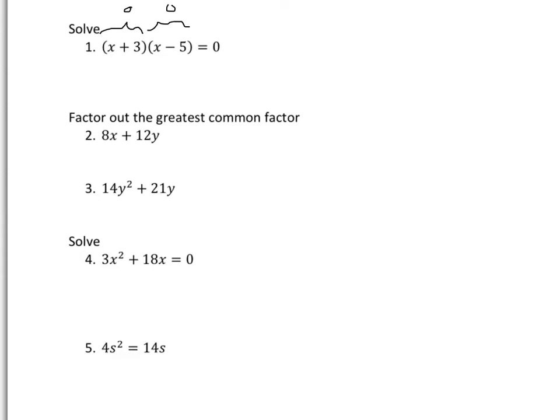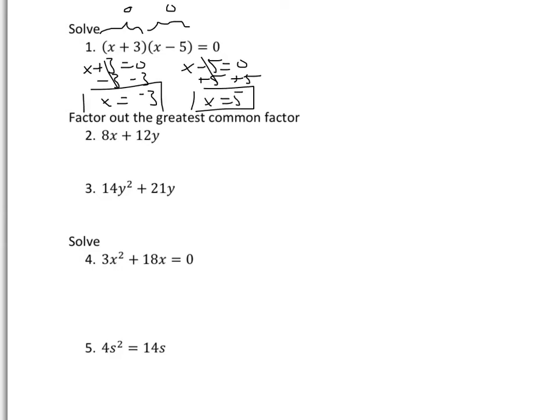in order for this to be true. So we split it up into two equations, x plus 3 equals 0, and x minus 5 equals 0. To the one on the left, we subtract 3 from both sides to get x equals negative 3. And to the one on the right, we add 5 to both sides to be left with x equals 5. So those would be the two possible answers to this problem.